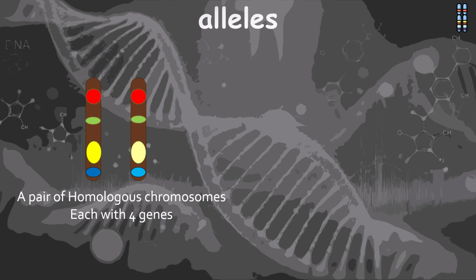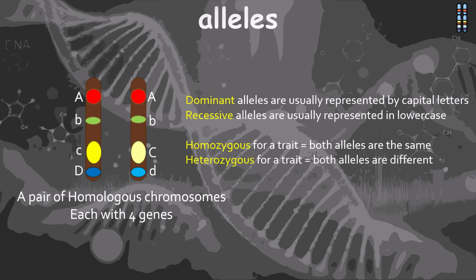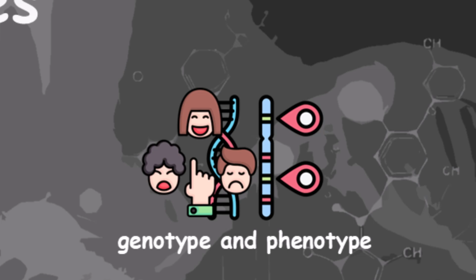Alleles classified as dominant alleles are usually represented by capital letters, while recessive alleles are usually represented by lowercase letters. When both alleles are the same, as in the case of genes A and B, this combination is called homozygous. For gene A, we say that it is homozygous dominant, while gene B is homozygous recessive. When both alleles are different, as in the case of genes C and D, we say that they are heterozygous. Whether a person is homozygous or heterozygous for a gene determines their genotype, which in turn affects their phenotype.